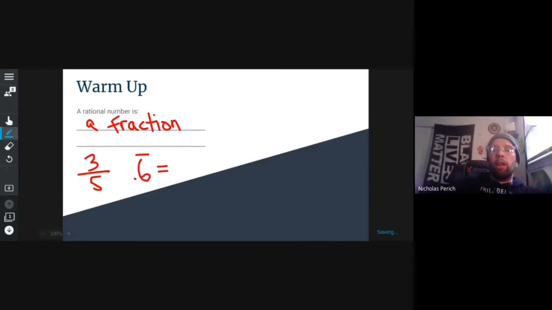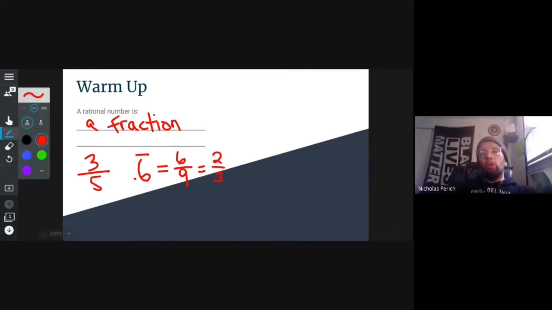We learned the other day that we could say there's 1/6, and so we're going to put that over a 9, and if you divide the top and the bottom by 3, you get that. So it is rational. Rational numbers are any number that can be written as a fraction. Let me do another one of those problems.